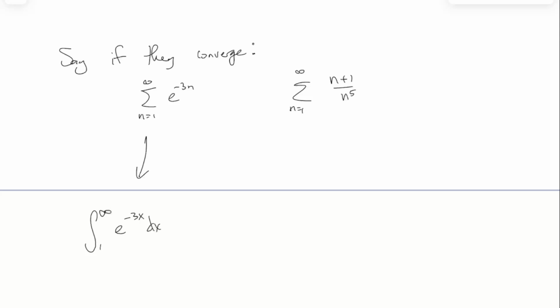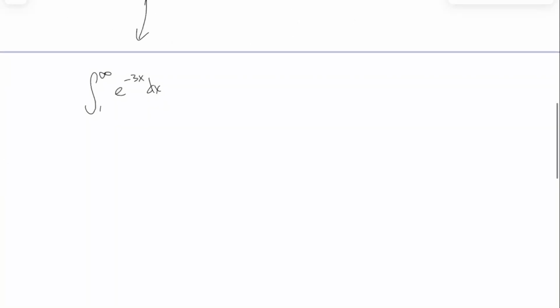All right, let's chat about these. So the first one is fairly straightforward as far as these go. I make it the limit as t goes to infinity of the integral from 1 to t of e to the minus 3x dx. The integral of e to the minus 3x is 1 over minus 3, e to the minus 3x. And then I'm going to evaluate at 1 and t.